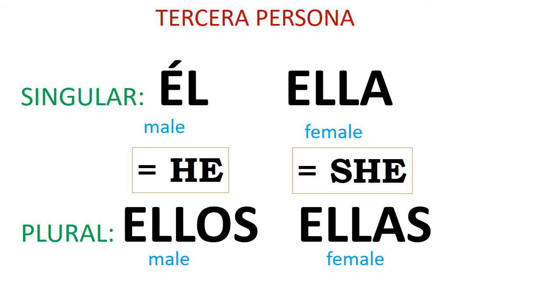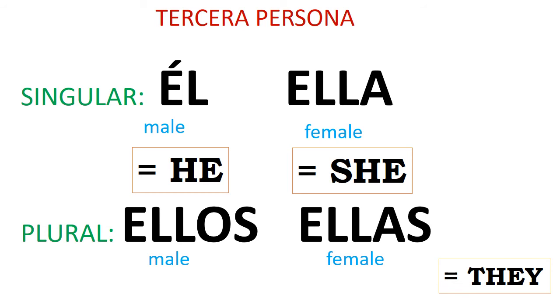So yes, él would be he, ella would be she, and ellos and ellas would be they. In English it doesn't change, but in Spanish it does. Ellos, ellas. And now here it happens the same as in nosotros, nosotras. If the group is only formed by women, we use ellas. But if in the group there's at least one man, we use ellos. It's a bit weird, I know, but that's the way it is.